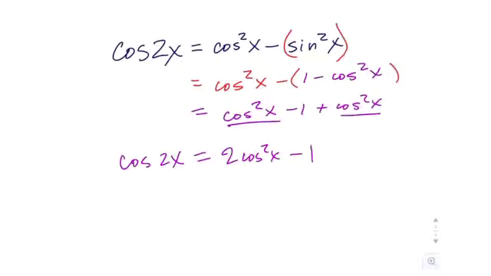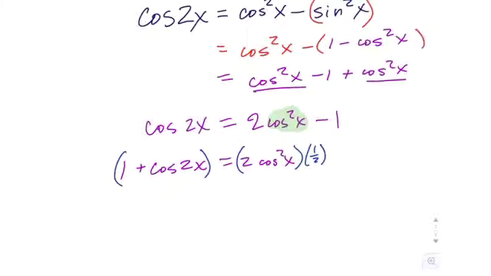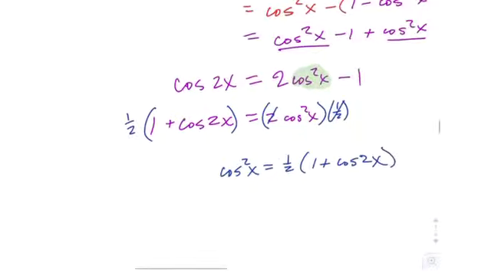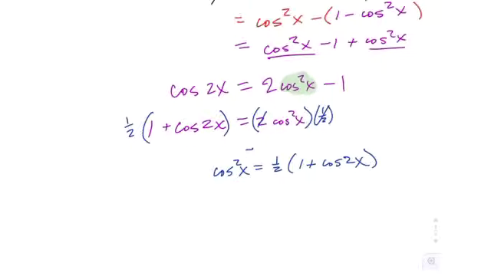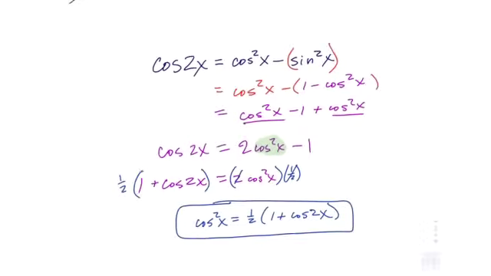Now notice, if I want to solve this for cosine squared, all I got to do is add 1 to both sides. So I get cosine of 2x plus 1. And that should equal 2 cosine squared of x. And now to get rid of the 2, I'll multiply both sides by 1/2. It now divides out on the right. And I'm left with cosine squared equals 1/2 times 1 plus cosine of 2x. Do y'all recognize that from anywhere? Yeah, that's our power reducing identity that we just used.